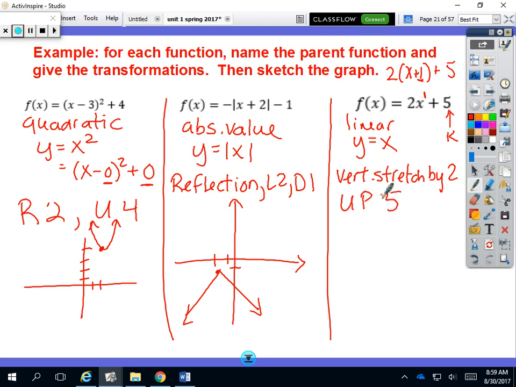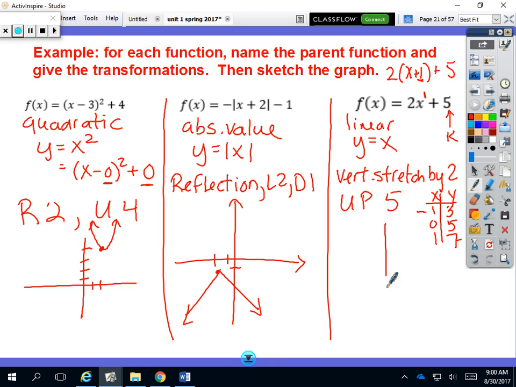So I'm going to do a little table of values for this one. I moved up 5, so let's do -1, 0, 1. Those are easy ones to put in. So if x is -1, I have -1 times 2, which is -2, plus 5 is 3. If x is 0, 2 times 0 is 0, plus 5 is 5. If x is 1, 2 times 1 is 2, plus 5 is 7.